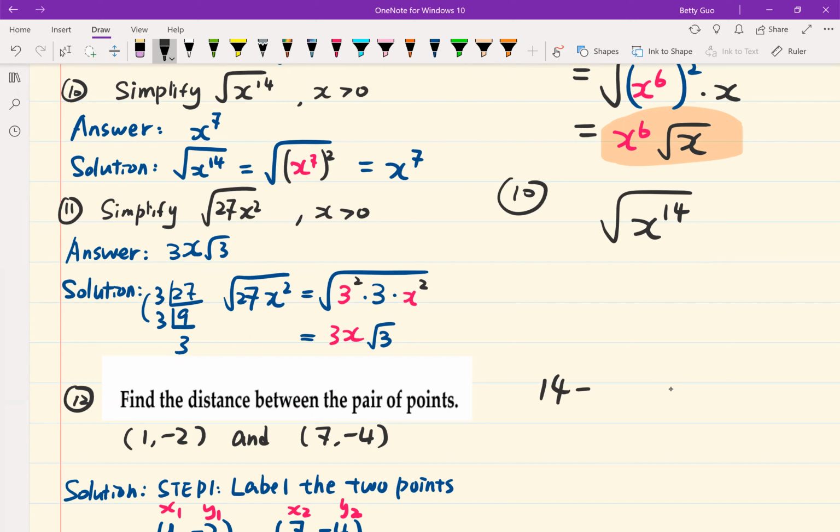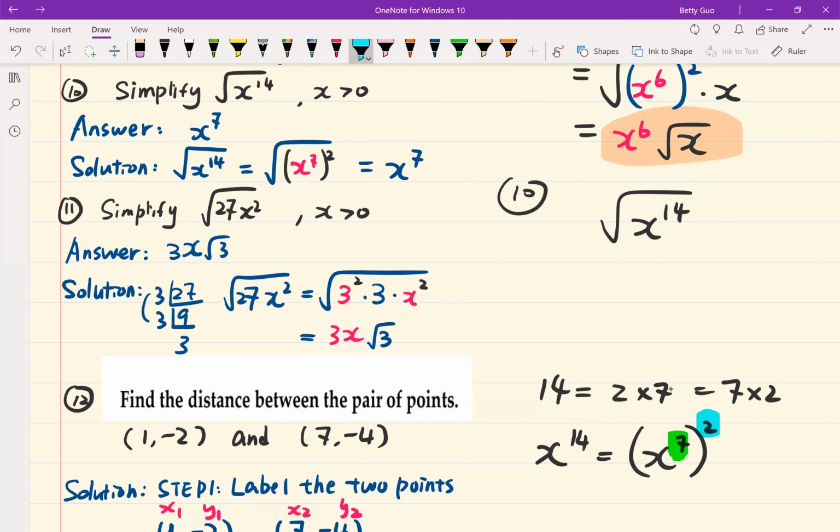14 is even, that means 14 can be written as 2 times 7 or 7 times 2. Then x to the power of 14 could be written as x to the power of 7 and then to the power of 2 by the power rule. x to the power of 7 and then to the power of 2 by the power rule is x to the power of 14. We multiply the two exponents.